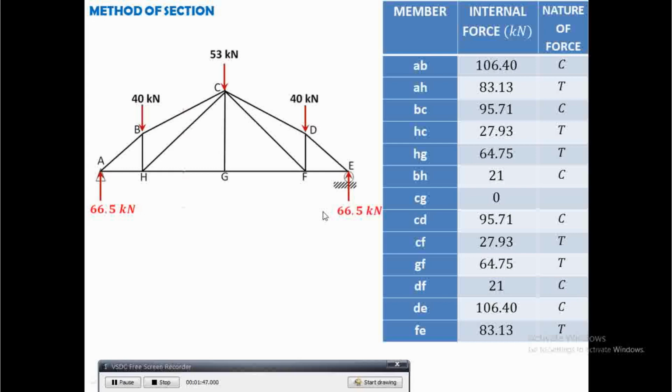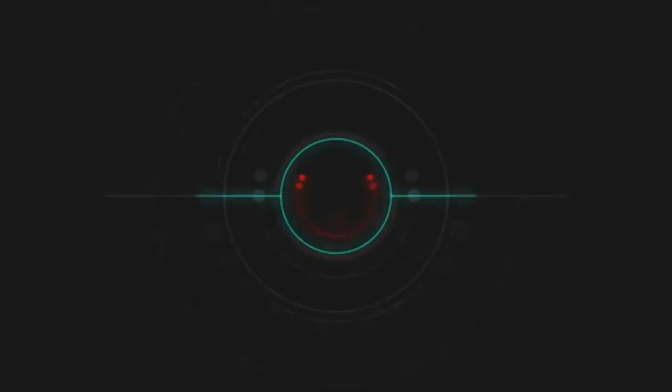So we've already solved this problem. The values of the internal forces for each member is equal to this one, as you can see here in your screen.